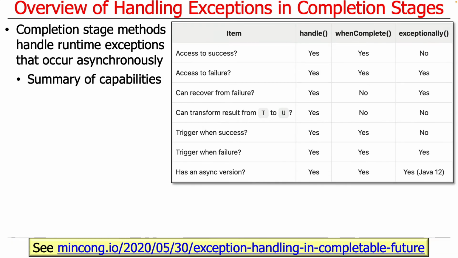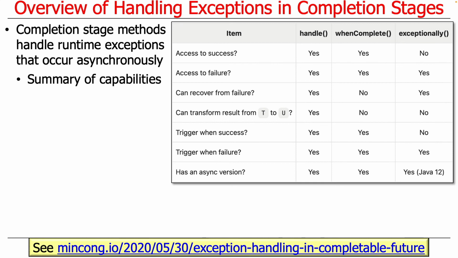So here's a summary of the capabilities of these different groupings of exception handling methods. As you can see, here's handle, whenComplete, and exceptionally. Do you have a success path? Can you get access to the value if things succeed? For handle and whenComplete, the answer is yes. For exceptionally, the answer is no. Do you get access to the failure value? They all have that. Can you recover from failure? So handle can recover from failure, exceptionally can recover from failure. whenComplete cannot recover from failure. It just can log something, note it somehow.